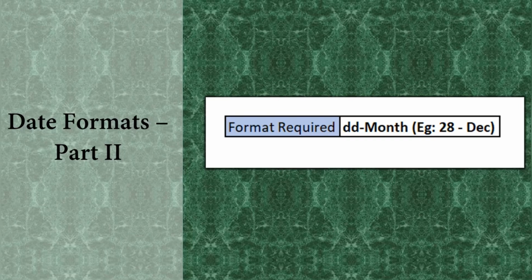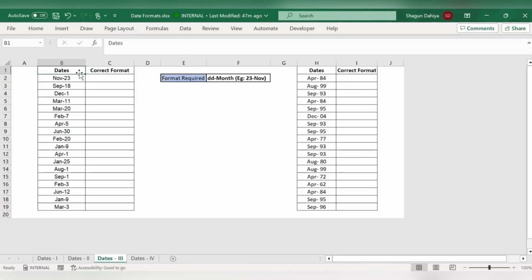Let's see a few more cases for date formats. As you can see in column B, the dates are mentioned in the format month dash date. You can also see in the formula bar that it's an actual date format.